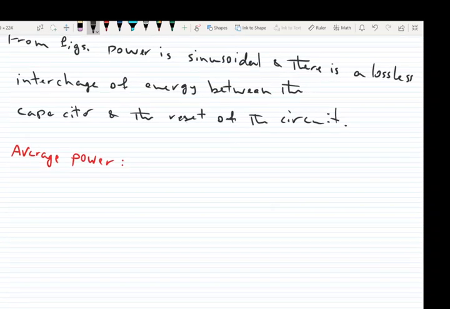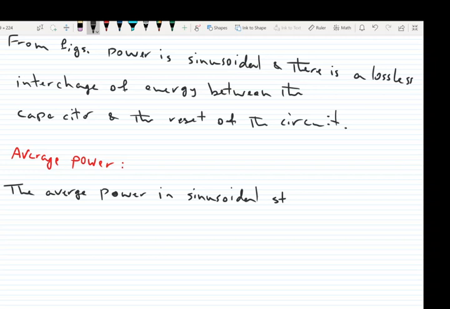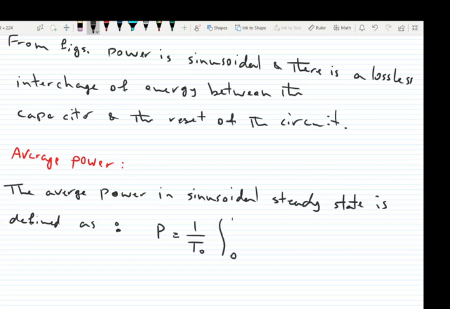So we can say the average power in sinusoidal steady state is defined as P is equal to 1 over T0, which is one principal period, integral from 0 to T0, p(t) dt.